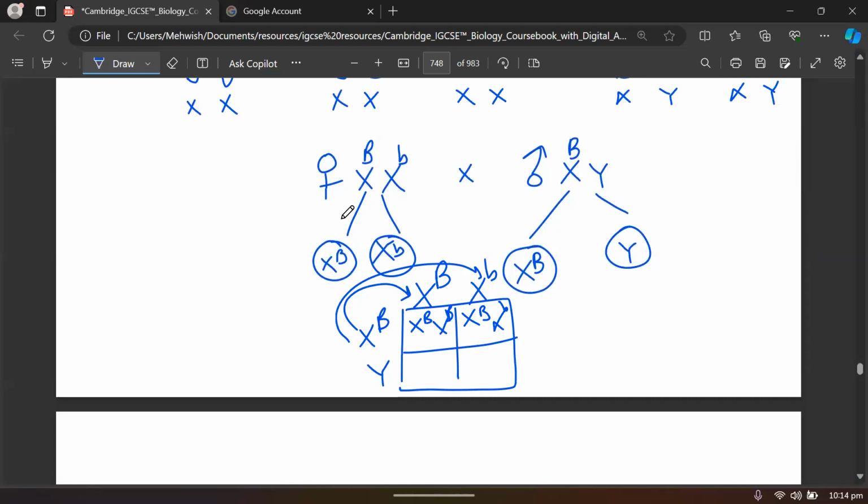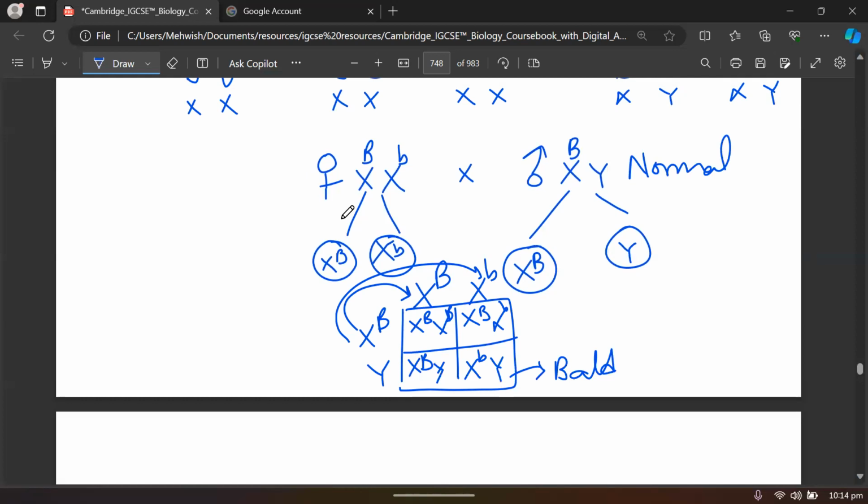Both are girls and both are normal for color vision. Whereas when this Y fertilizes with the X, it will produce a capital B and Y. This will be a boy, and the boy will be normal. And here there will be another boy, but this boy will be bald. The father of this son was not bald. He was normal for hair development.